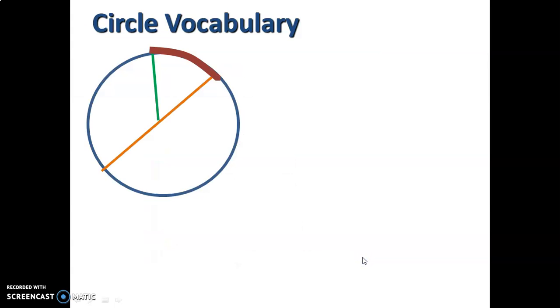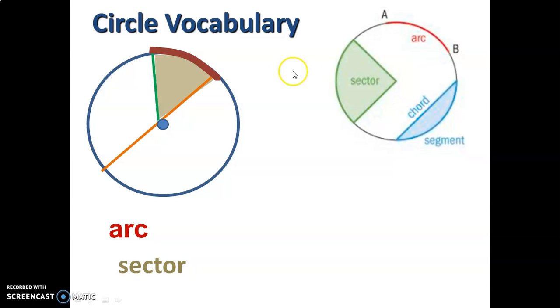Okay, great work. Let's talk about some circle vocabulary. This is an arc right here. This is a sector. So we're going to talk about arcs and sectors now. Sectors are like slices of a circle from the center. Arcs are pieces of the circumference, and then we also have chords and segments. A segment is just any slice like this that does not necessarily go to the middle or center.